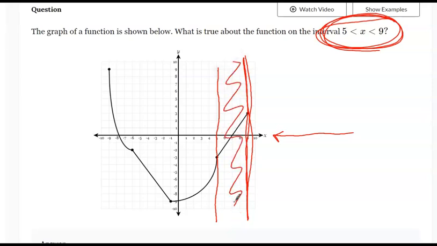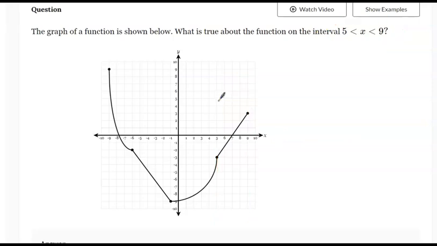So in this section here, what is that black graph doing? What is this black graph doing between 5 and 9? We read a graph from left to right. So look at what your eyes are doing when you move from the left to the right. Your eyes are moving up. So that means it is increasing.